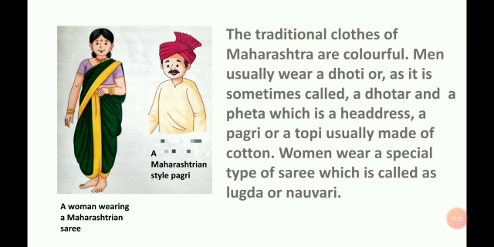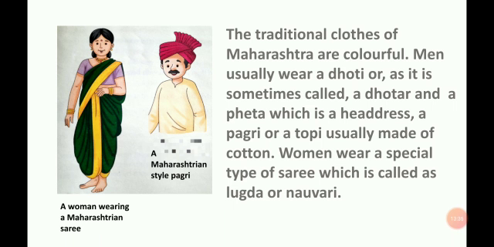The traditional clothes of Maharashtra are colorful. Here, men usually wear a dhoti, which is also called as dhota or a feta, with a pagdi or a topi usually made of cotton. A kurta or a shirt is worn over the dhoti. Sometimes Maharashtrian men wear a waistcoat called bundi, which is a sleeveless jacket worn over a shirt or kurta.